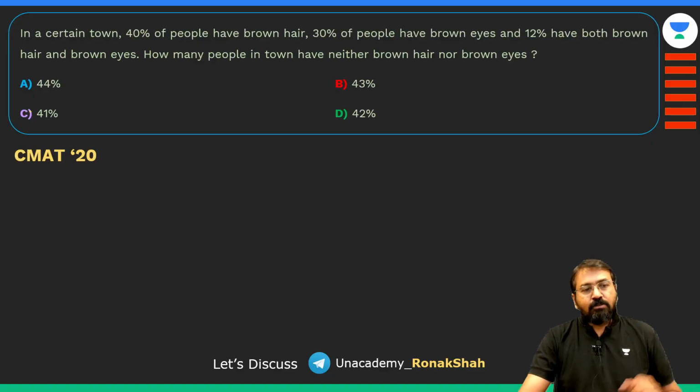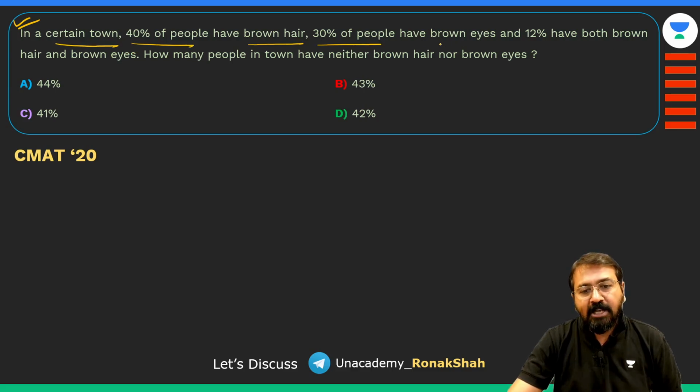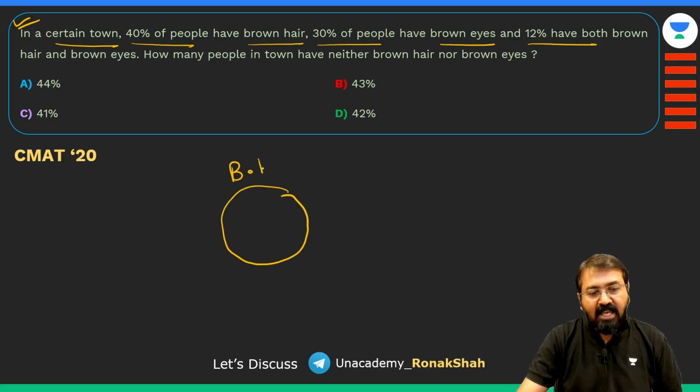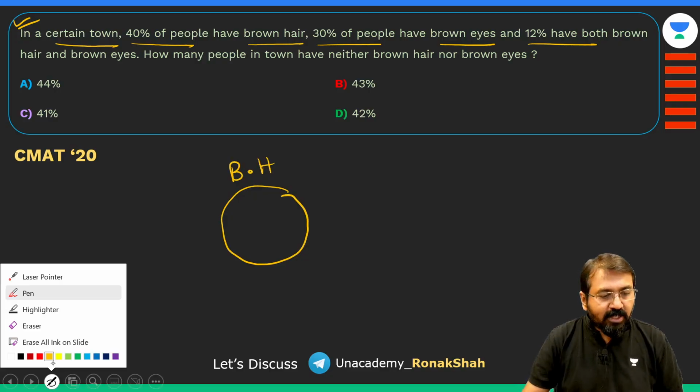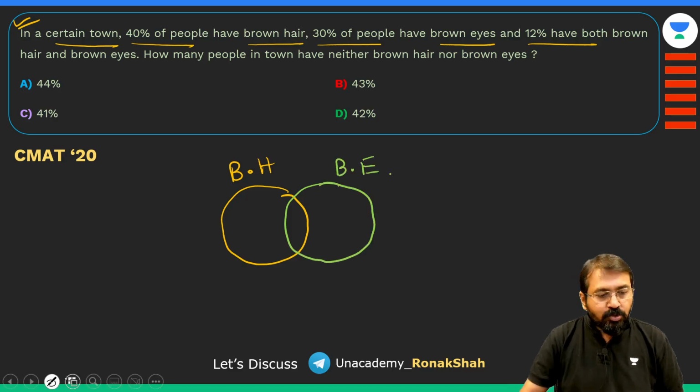Okay, now let's look at this question. A very easy question. It requires a bit of a Venn diagram approach. In a certain town, 40% of people have brown hair, 30% of the people have brown eyes, and 12% have both. So let me represent it this way. Brown hair, so BH. Brown eyes, we are representing with some other color. We don't have brown color, but yes, these are brown eyes.